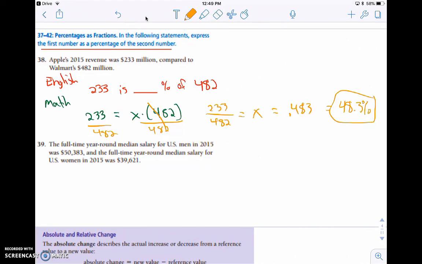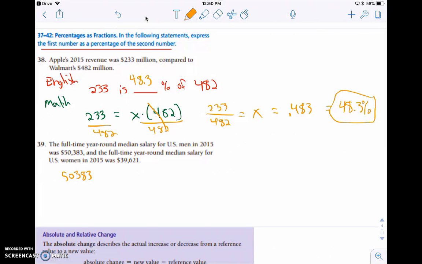So when I think of this, I say 233 is 48.3% of 482. That just gives you an idea of the percentage of one number to the next. Okay, so the next one we look at: the full-time year-round median salary for U.S. men in 2015 was $50,383, and the full-time year-round salary for U.S. women in 2015 was $39,621.